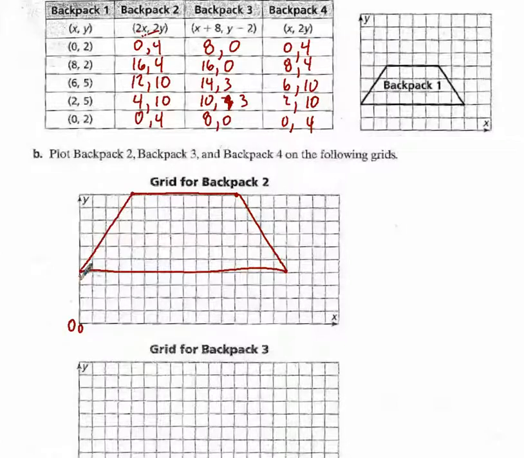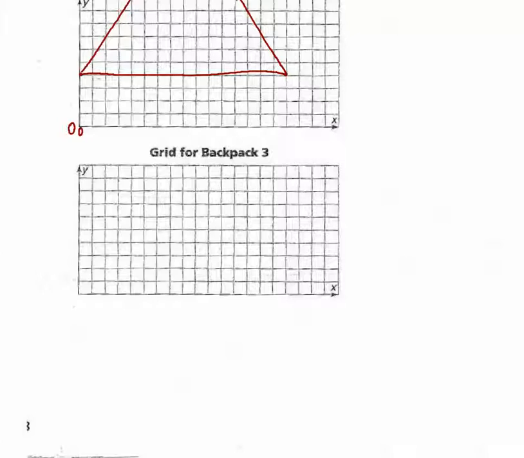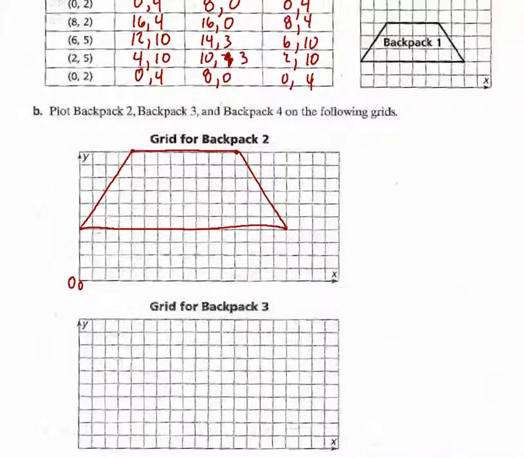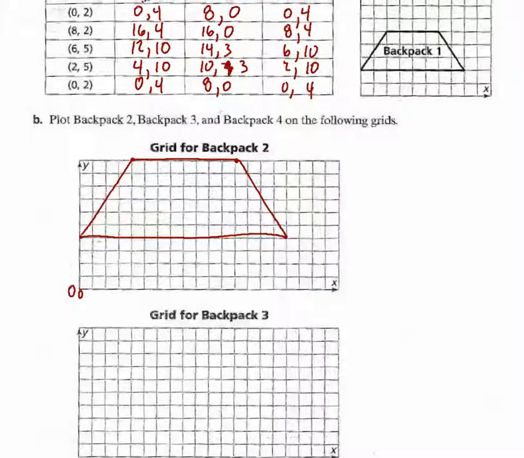For our next backpack, now I can't see my numbers. Brilliant. Okay, we have 0, comma 8. And again, this is our 0, so 8 over. So there's 0, 1, 2, 3, 4, 5, 6, 7, 8, and 0 up. Okay, well that's right there, right? Sorry, it's a little high. Unfortunately, I need to put it there so I can see and plot at the same time.